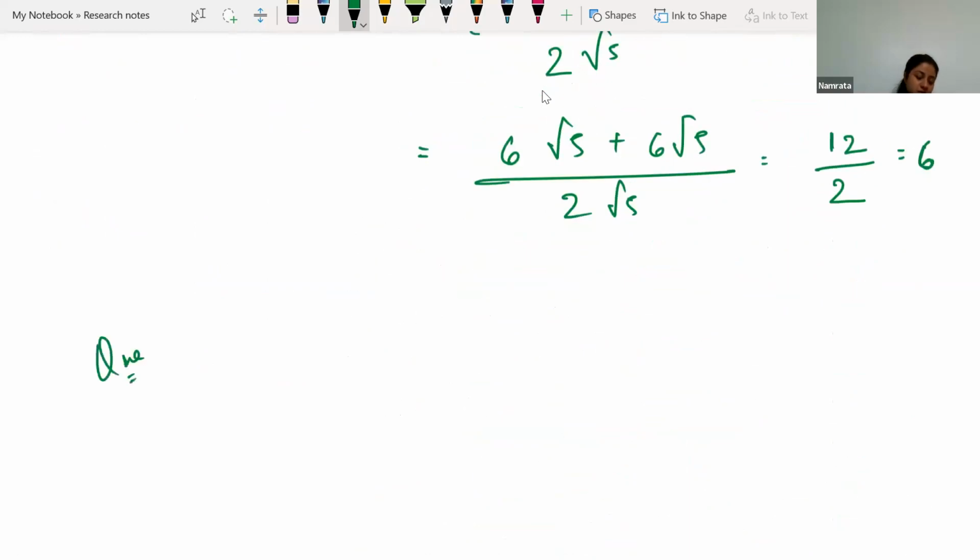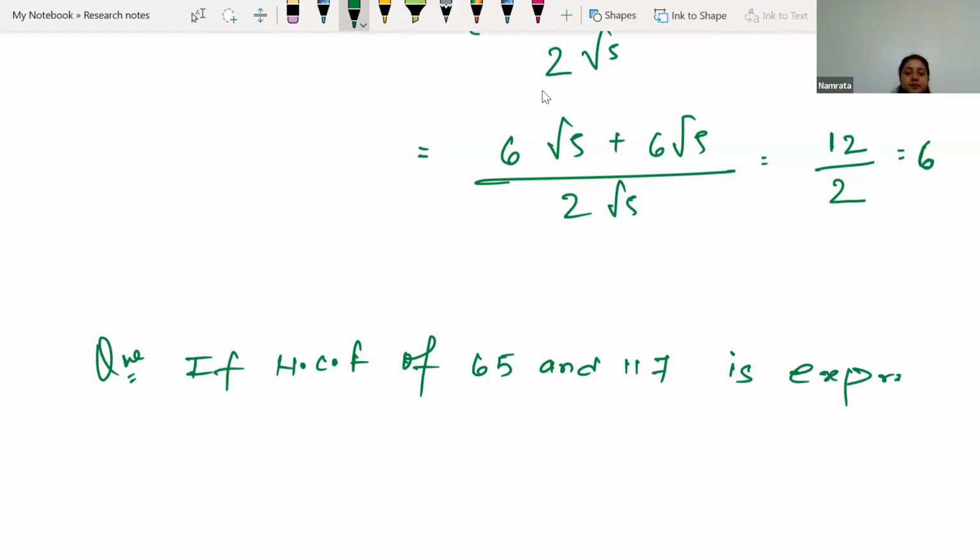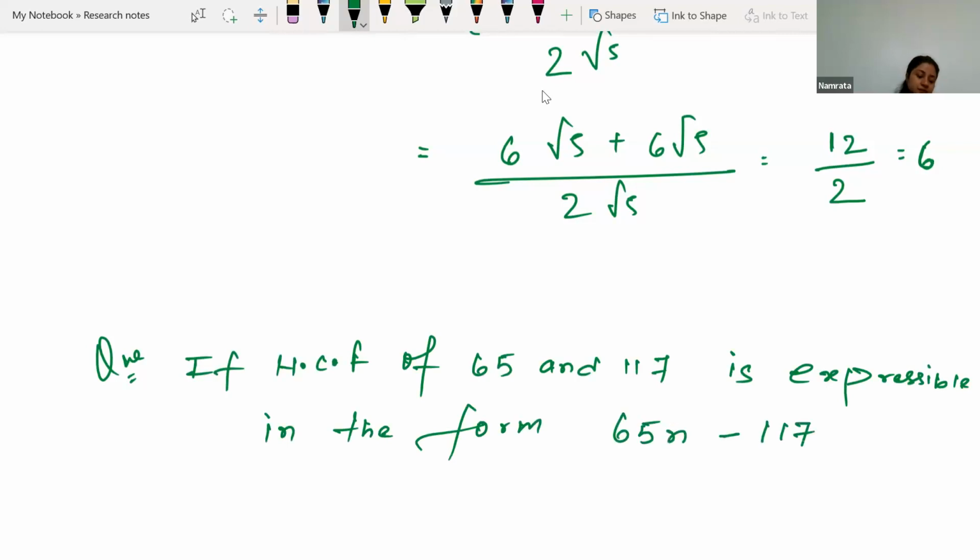Our next question is, if HCF of 65 and 117 is expressible in the form 65n minus 117, find the value of n.